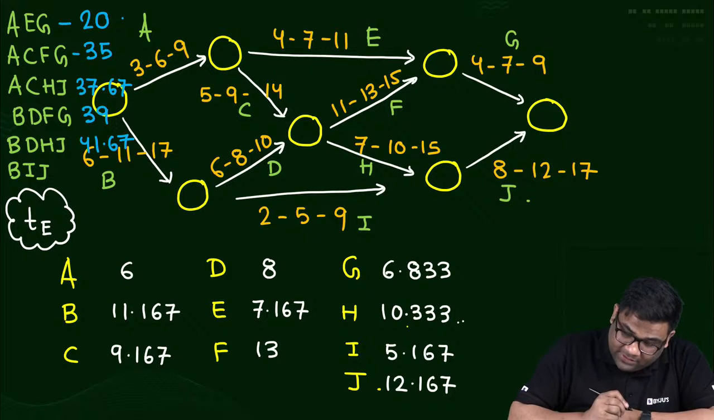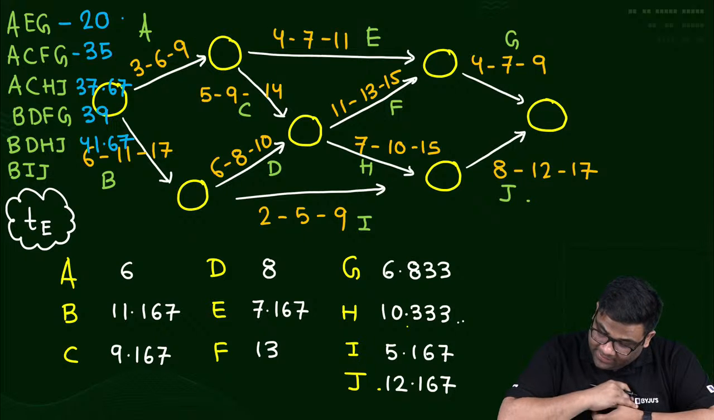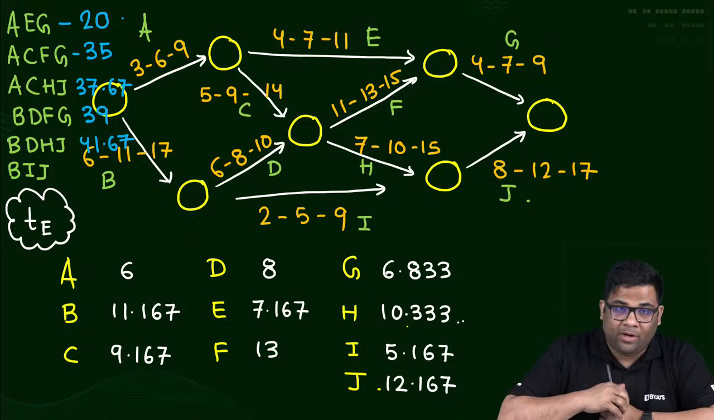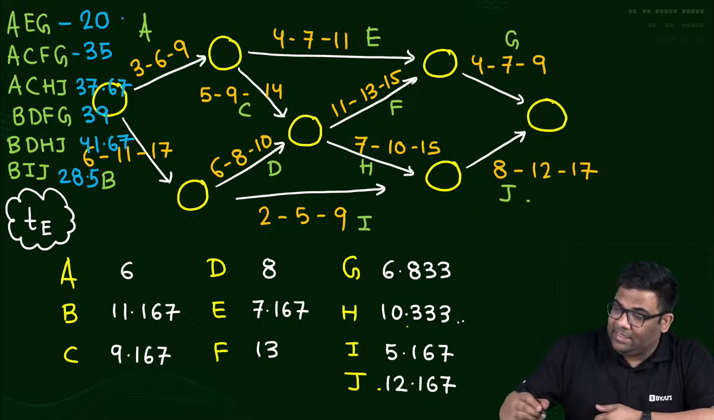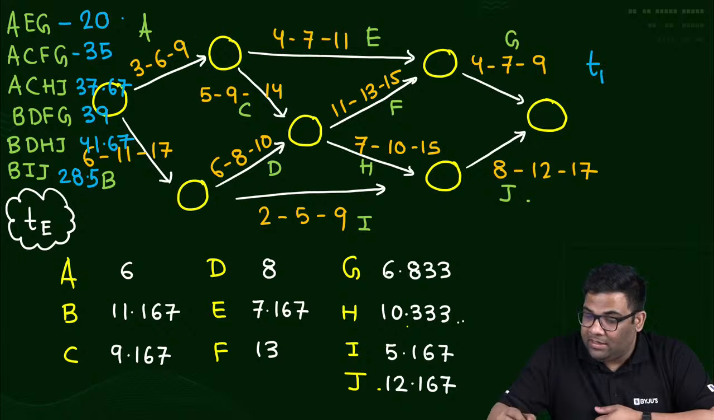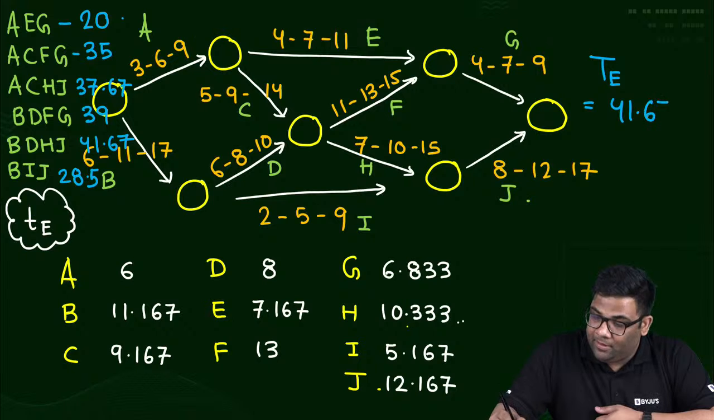This one is 41.67, and BIJ: 16.33, 16.5, 28.5. So 41.67 is the critical duration, that is becoming the expected time of the project.